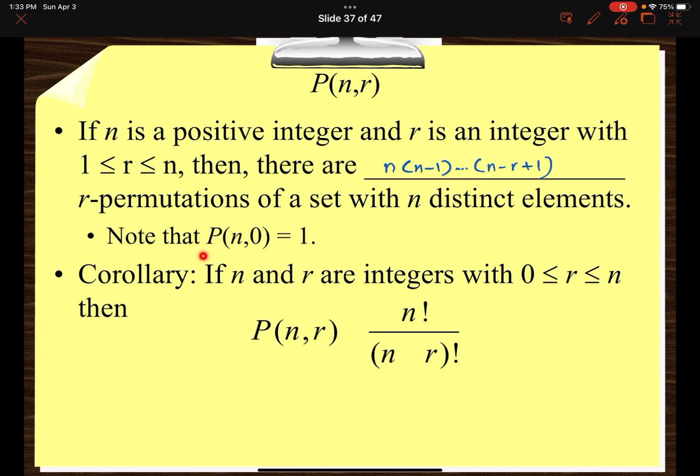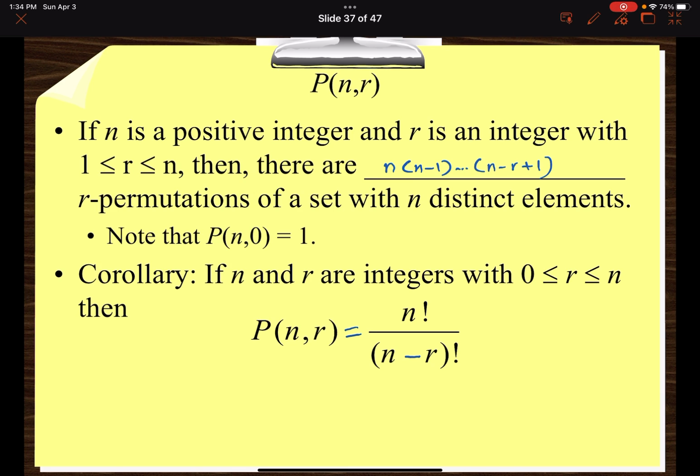So, P(n, 0), what does it represent? r is 0, right? So how many orders do I have of the empty set? It's only 1, right? That's why P(n, 0) is equal to 1. And the corollary that you just mentioned is that this value here, P(n, r), which is n times n minus 1 all the way times n minus r plus 1, is the same as n factorial divided by n minus r factorial.